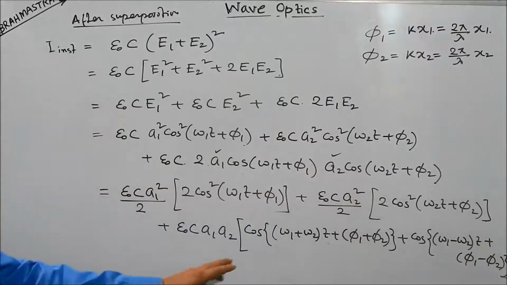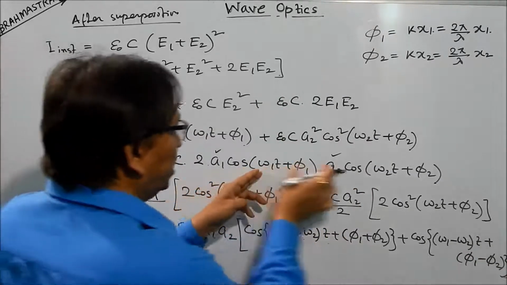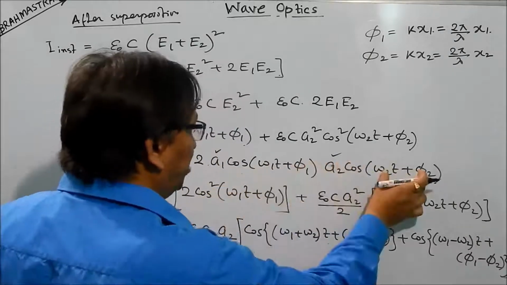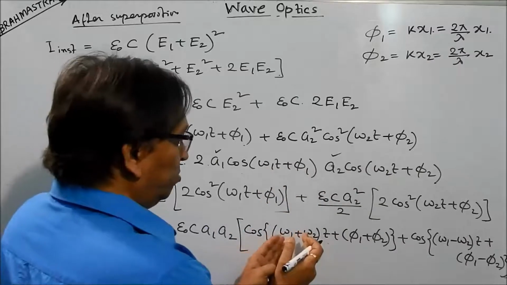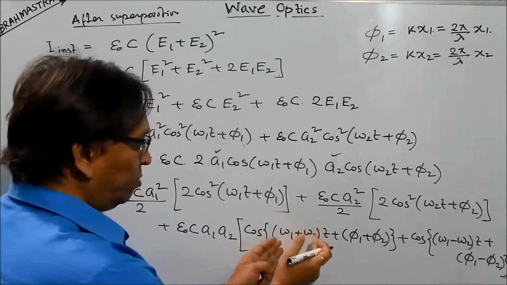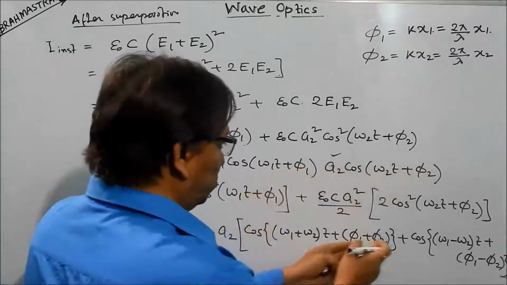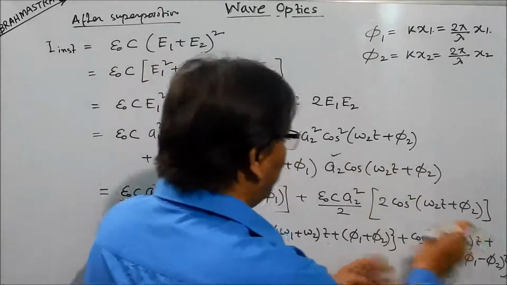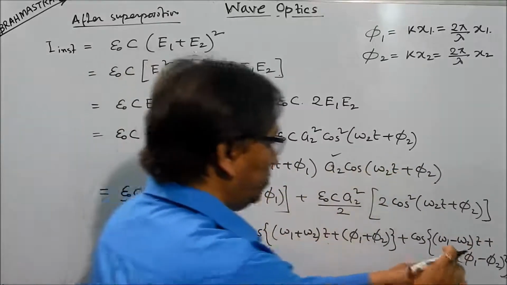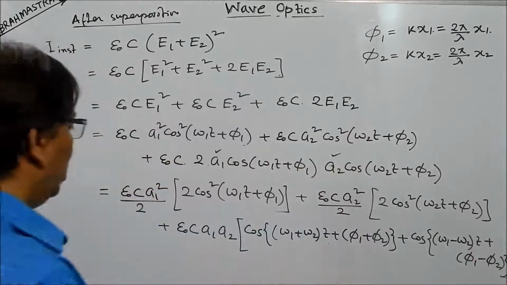Okay, so see, this is cos (A plus B). This is your A and this is your B. A plus B gives you (omega 1 plus omega 2) whole into time, and (phi 1 plus phi 2). And cos (A minus B) is (omega 1 minus omega 2) into t, and (phi 1 minus phi 2). So this thing is the total value.